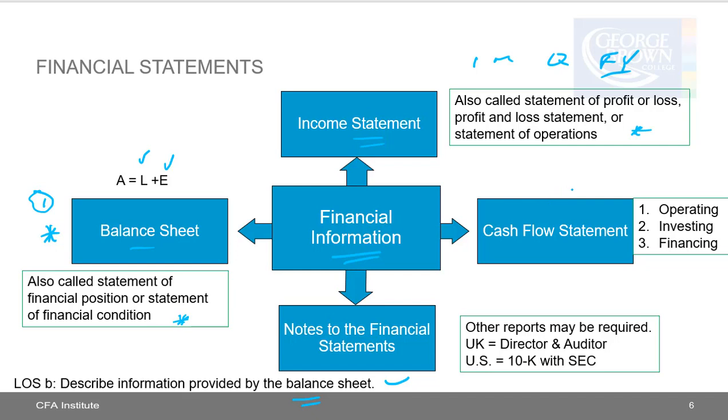So moving on then to the cash flow statement, which shows the cash received and spent during the period. And again, it's split up into 3 categories, which is an important thing to understand. The cash flow statement is broken up into operating cash flows, investing cash flows, and financing cash flows. Okay. Now, don't forget, notes to the financial statements are also a requirement.